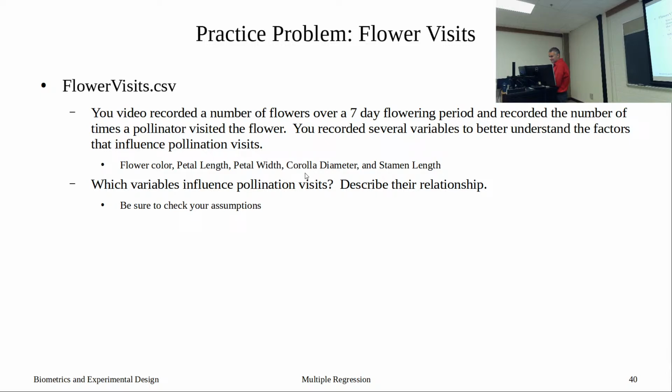Final one, flower visits. All right, flower visits posted. Go ahead and work on that. We will review our analysis on Wednesday. What's different about this one is that you'll notice now we're predicting pollination visits. And our independent variables now, we've upped it. We only have one categorical variable, that's flower color. All the rest are measurements.